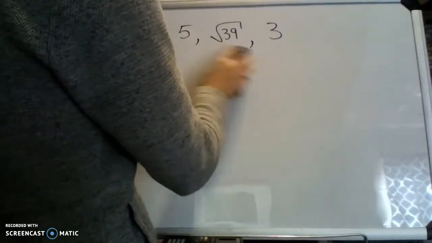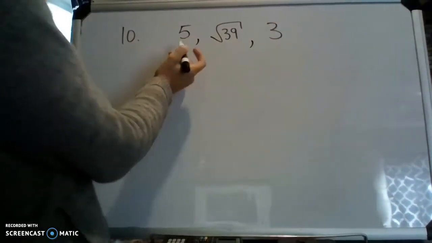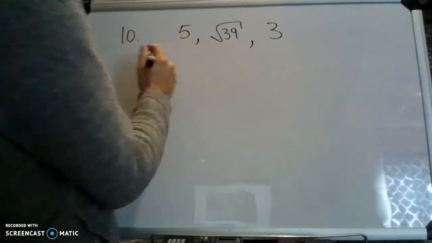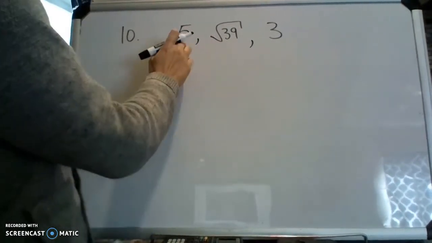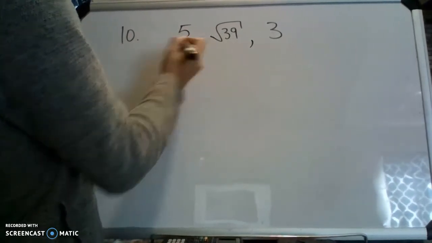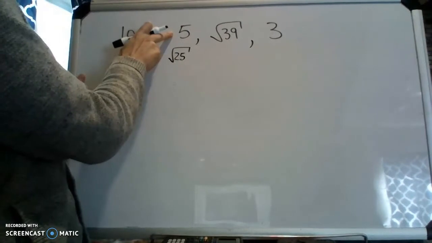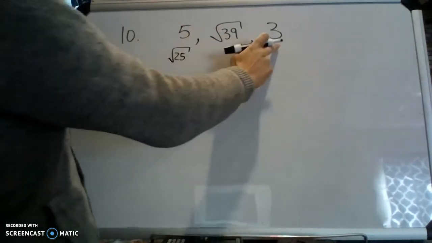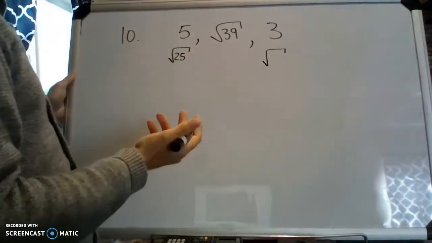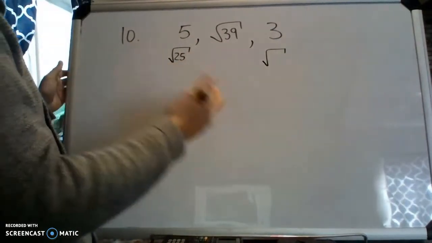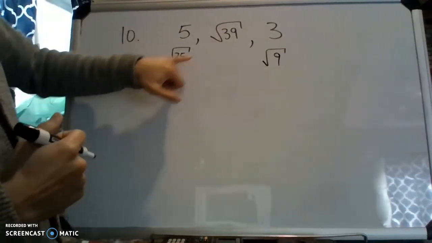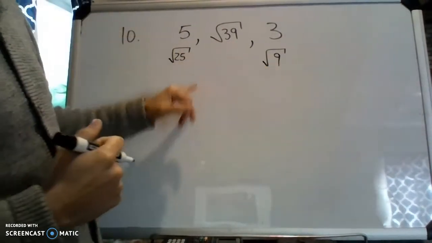Another way to think of this, if you wanted to, would be to think, well, what would 5 look like if it was written as a square root? So for instance, I know that the square root of 25 is the same as 5. And if I thought that same way for the 3, what number could be square rooted to create a 3? That number would be 9. So actually I can compare the numbers this way too.